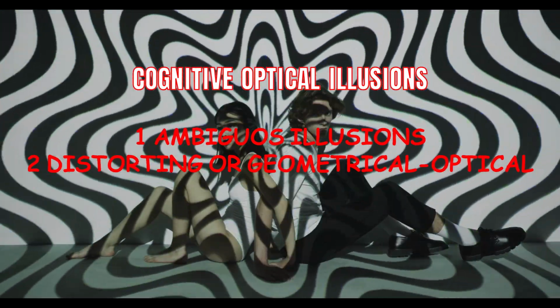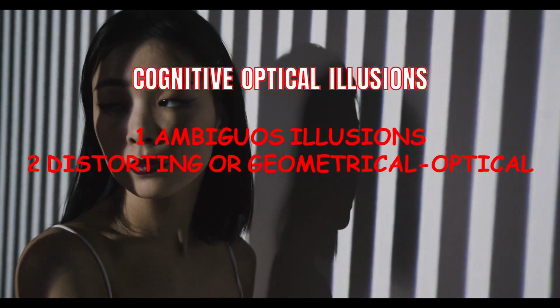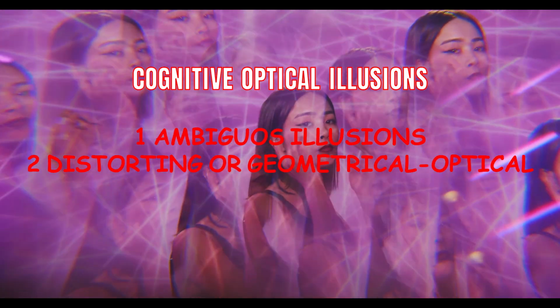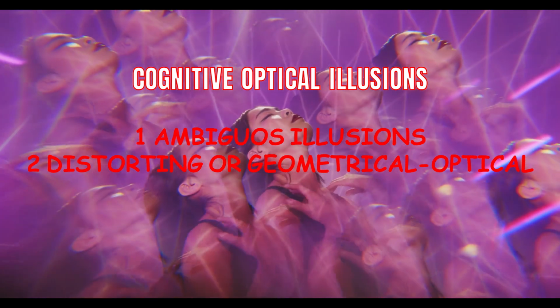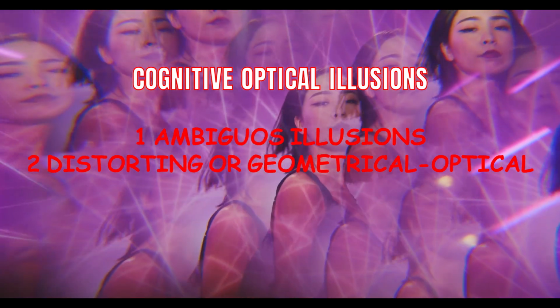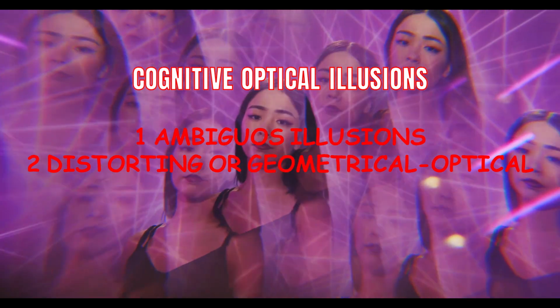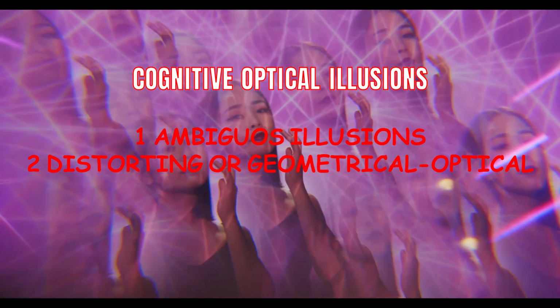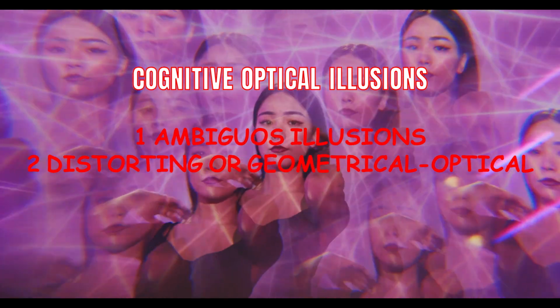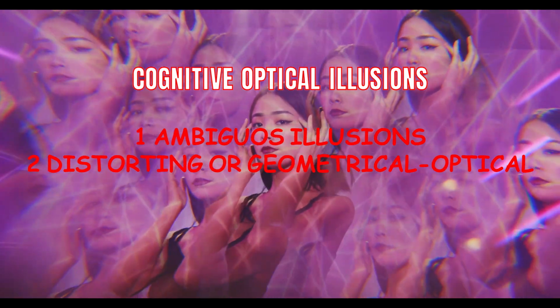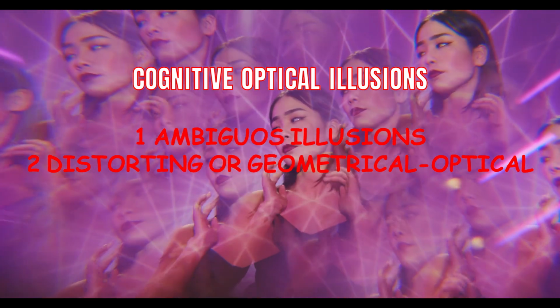Number 2, distorting or geometric. This illusion creates the perception of a distorted zigzag pattern. Mueller-Lyer illusion. The Mueller-Lyer illusion consists of two lines with arrow-like tails pointing inwards or outwards. Even though the lines are of equal length, the one with the outward-pointing tails appears longer than the one with the inward-pointing tails. This illusion demonstrates how our brain can be deceived by visual cues such as arrowheads.